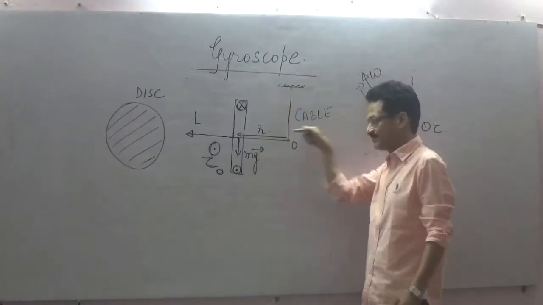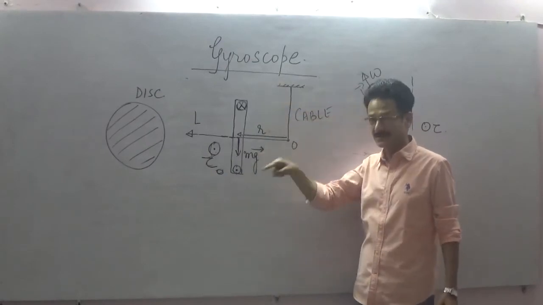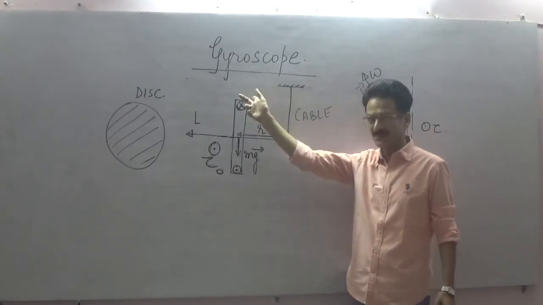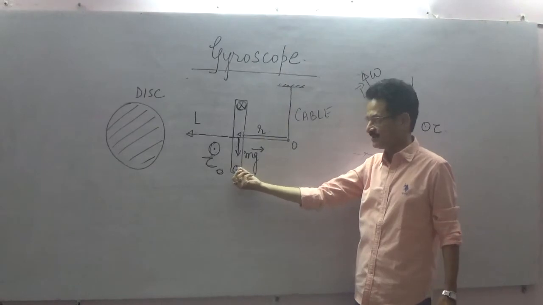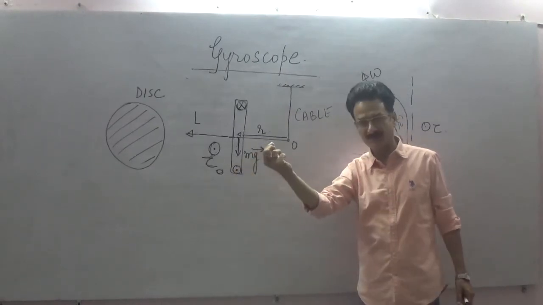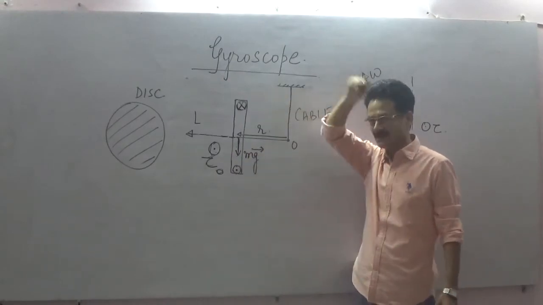If you observe it from this side, the disc is rotating in the clockwise direction. This cross represents that this point of the disc is moving into the plane of the board, and this dot represents that this point of the disc is sprouting out of the plane of the whiteboard. So now just picturize the scenario.